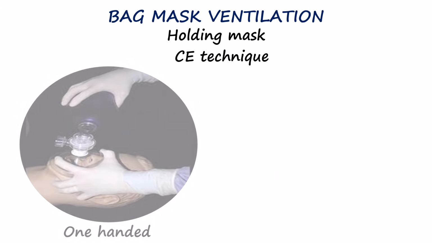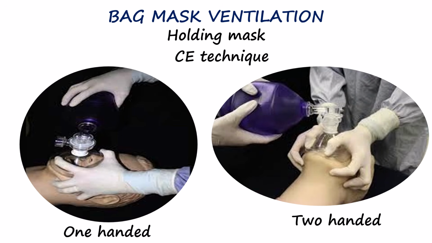Once the appropriate mask is chosen, the key is to create a snug fit between the mask rim and the contours of the face. The most commonly taught method for holding the mask is the C-E technique, which can be performed with one hand or using both hands. In the one-handed approach, the thumb and index finger form a C shape around the top and sides of the mask, pressing it gently onto the face, while the remaining three fingers form an E under the mandible to provide the jaw thrust.